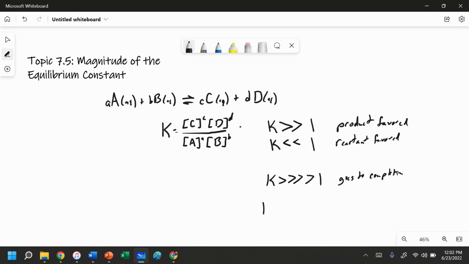And if K is much, much less than 1, so if you have a very, very small K value, then in essence, the reaction does not occur.